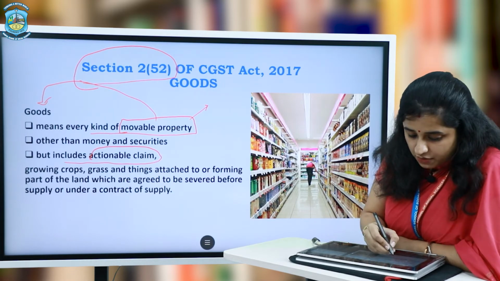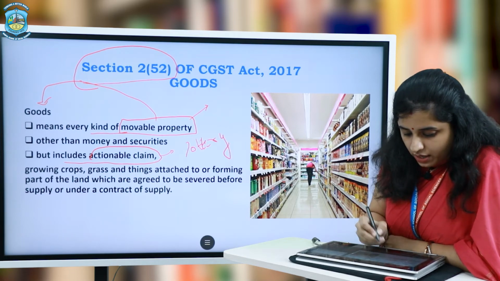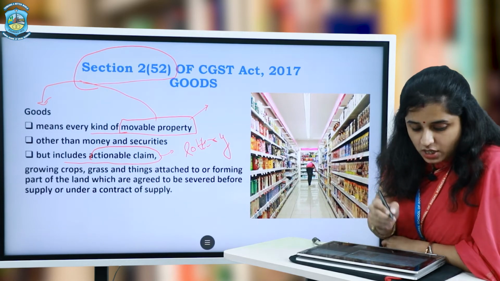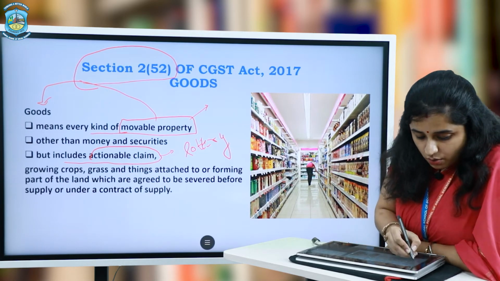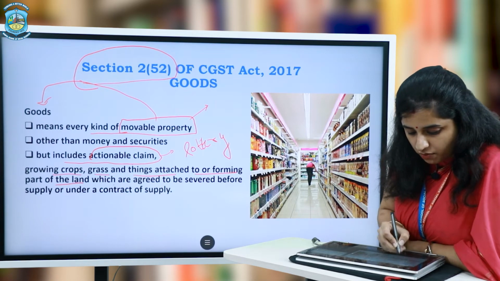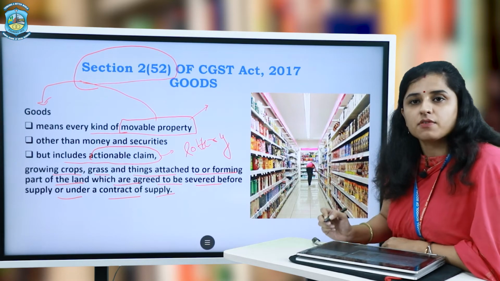Actionable claims, for your understanding, can be a lottery. You can take the money of the lottery only after you have won that lottery. So that's an actionable claim. It also includes growing crops, grass and things attached to or forming part of land which are agreed to be severed before the supply under a contract of supply.